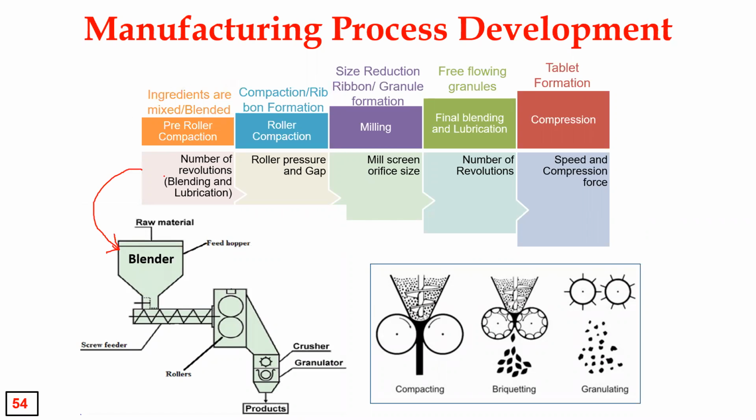So here, what process parameters did they take into consideration that may influence the CQAs? One is the number of revolutions. Here the blender will be there, and how many times it is rotating is for the blending and lubrication. Then roller compaction. After mixing of the ingredients, all the drug and lactose or whatever you are saying, it will come to the compression area where these rollers will rotate in the opposite way. You could also see this in these pictures.